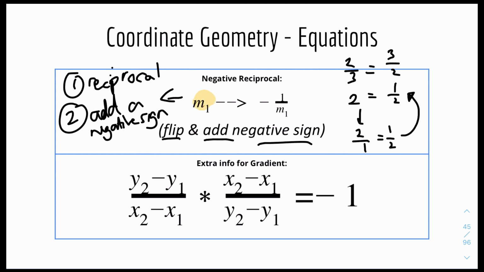As you can see, m1 and m2. So here's an extra information for gradient. y2 minus y1 over x2 minus x1 times by x2 minus x1 over y2 minus y1 will be equal to minus 1, because it basically cancels this out. So this would be useful when you look into perpendicular bisector, or like finding different gradients if they meet at like 90 degrees.